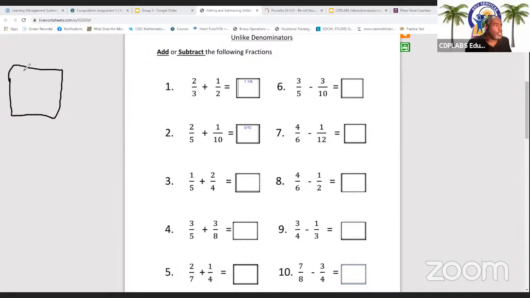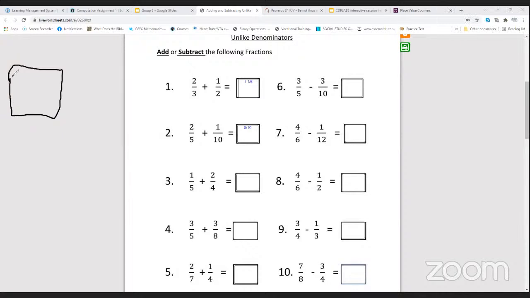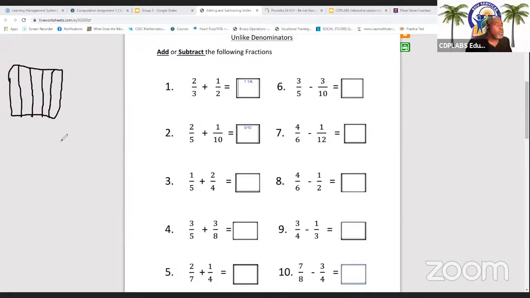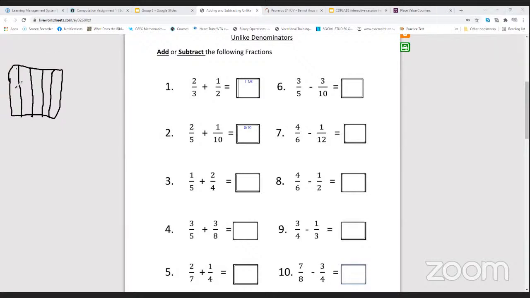Or do you want me to draw? The long way, sir. Okay. All right, 5 parts. We're going to shade 1 part. All right. 1/5.